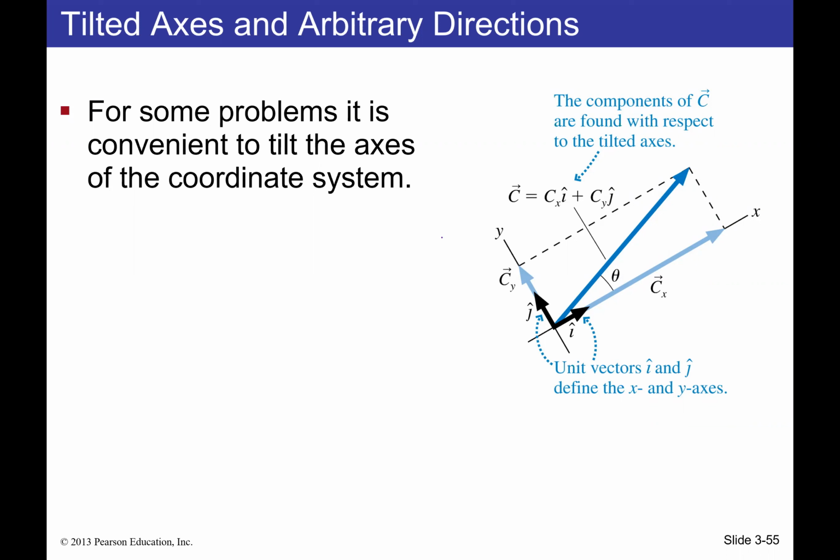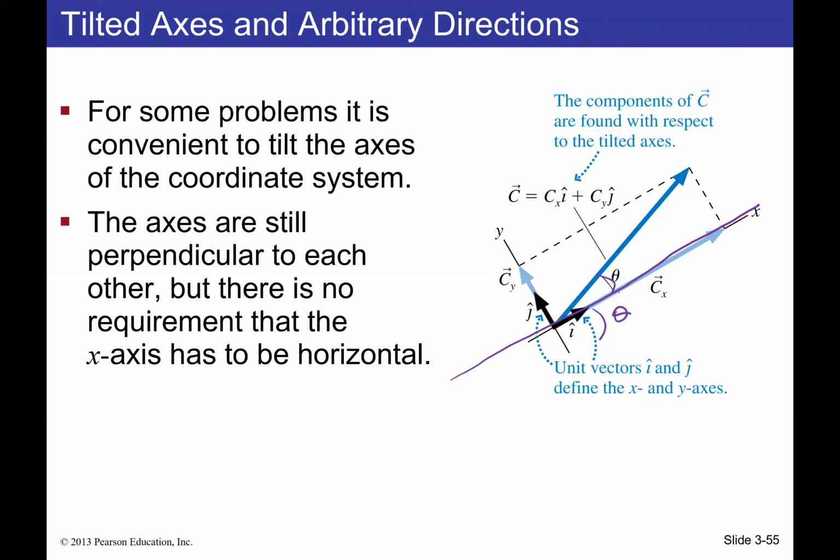Also, remember we talked about this in the previous chapter: whenever you have an incline, it's convenient to tilt your coordinate system as well. So for example, if you imagine there's an incline with this angle theta, this is my coordinate system, and this is some theta. We can then tilt our coordinate system a little bit. If I do that, the axes are still perpendicular to each other, but there is no requirement that the x-axis be horizontal. So sometimes we need to tilt the axes depending on what we have.